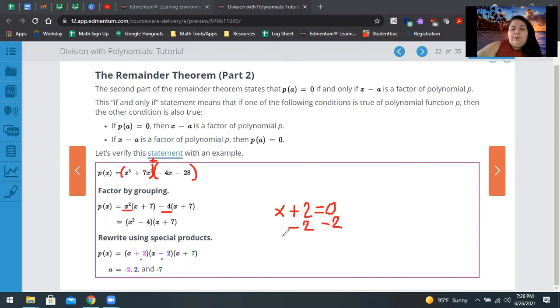Then I'm going to subtract by 2. This cancels. This is going to be x equals -2. So there is my -2 there. Or like I said, here's a shortcut.